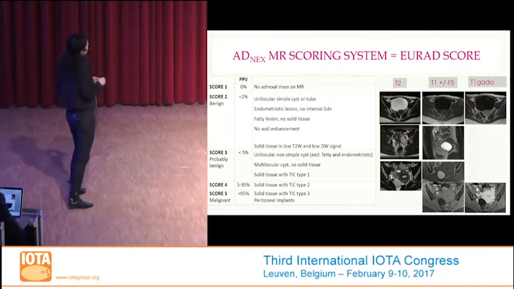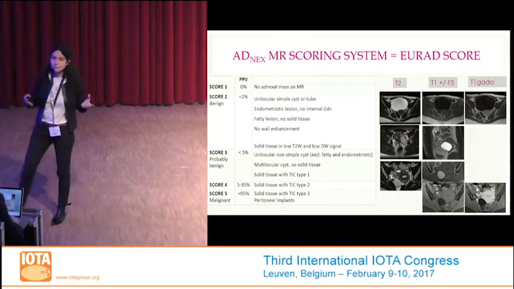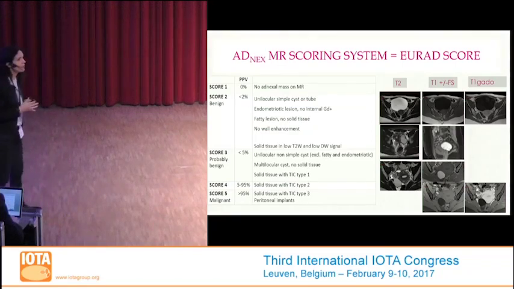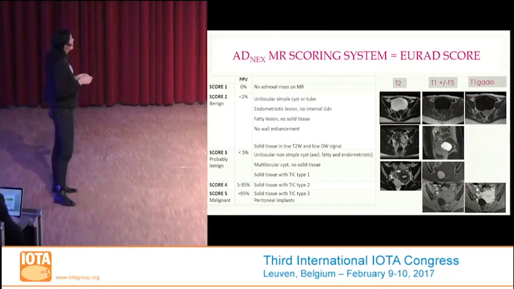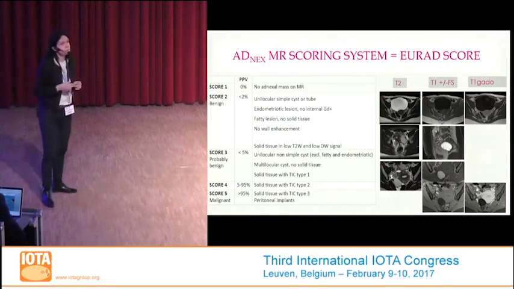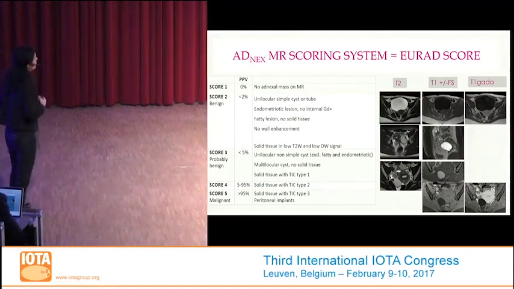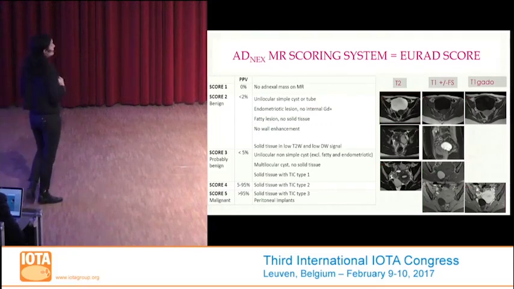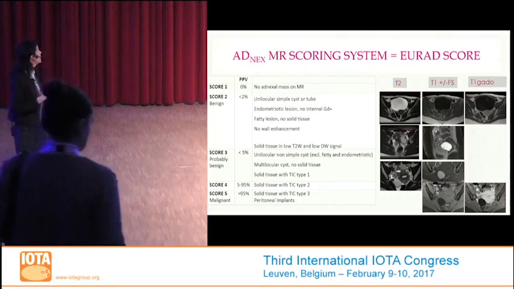The lesion also we can rate at score 2. It's when there's no wall enhancement, because we know that malignant tumors always have a wall enhancement, so no wall enhancement, no malignancy. And the last lesion you can rate at a score 2 is when you discover solid tissue that displays low T2 weighted signal and low diffusion weighted signal. It's dark, like we say in radiology.